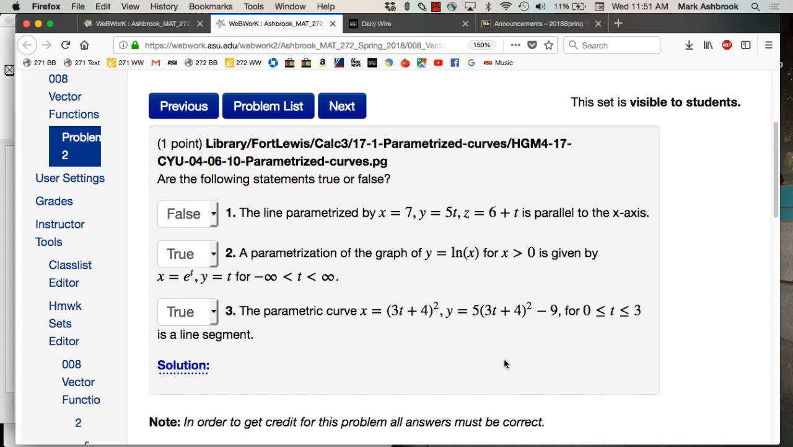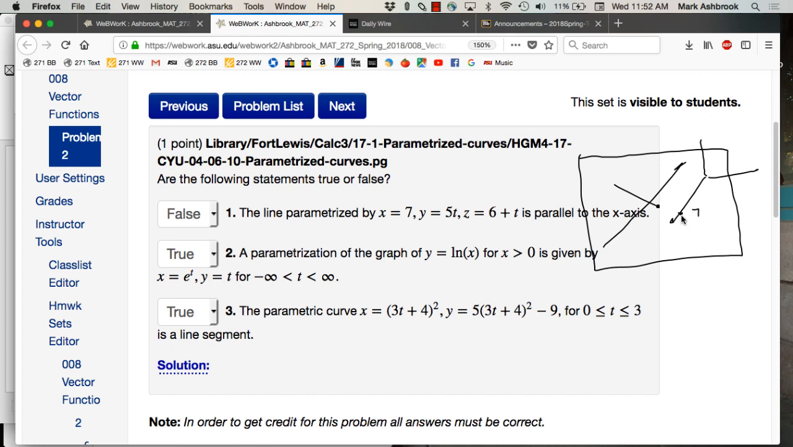So do you see that if every point on the line has an x-coordinate of 7, that can't be parallel to the x-axis? Can you imagine that? If every point on the line has an x-coordinate of 7, then that line basically lies in the plane x equals 7. So it's some kind of line. It could be like this, or like this. It could be up here, but that line can't be parallel to the x-axis because it's in a plane that's perpendicular to the x-axis. Okay, so that's got to be false.